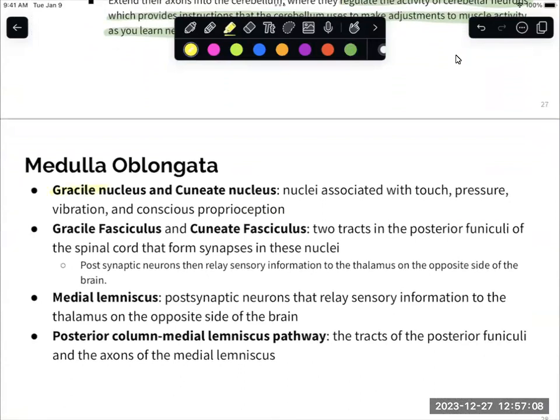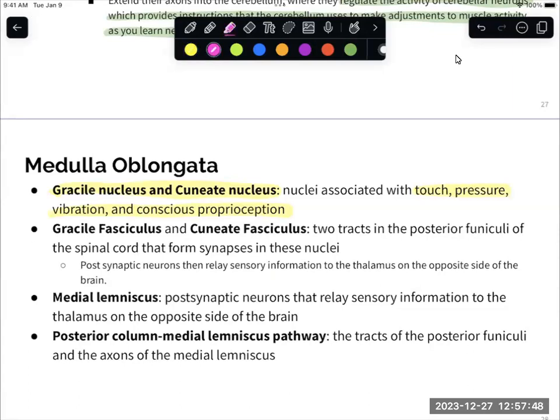We have a gracile and a cuneate nucleus. This is where touch, pressure, vibration, and conscious proprioception, so you consciously knowing where your body is in space. A nucleus, remember from chapter 12, is where cell bodies are found in the central nervous system. So cell bodies for touch, pressure, vibration, and conscious proprioception are traveling through one of these two nuclei when it's going up to the brain.